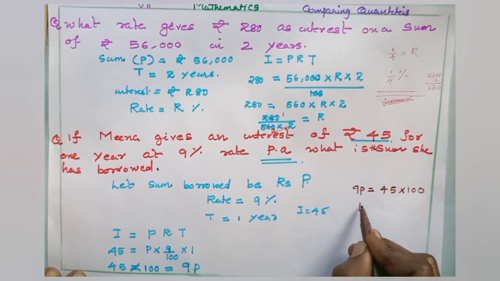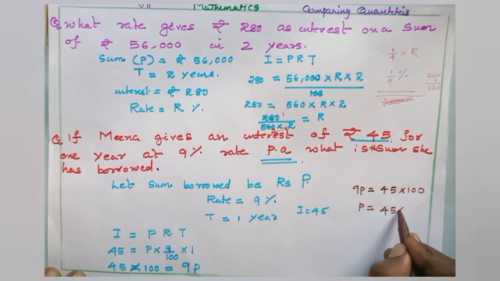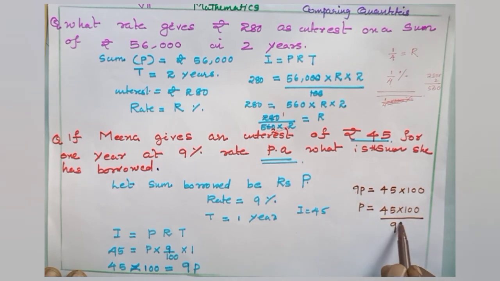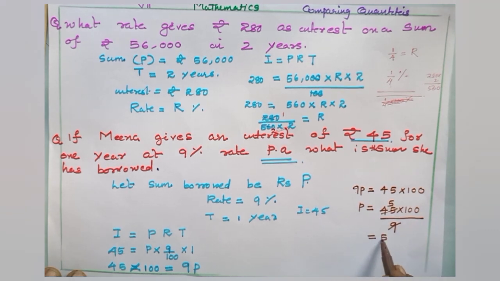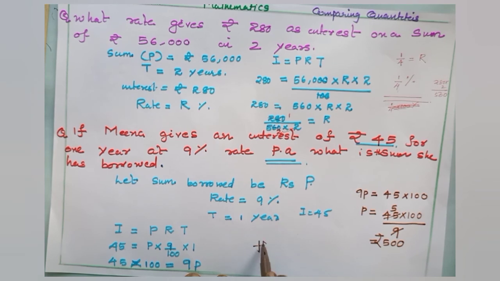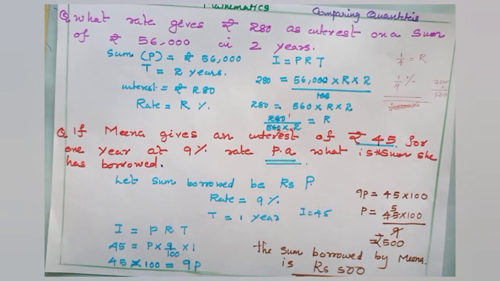So P is equal to 45 into 100 divided by 9. Here cancel the division by 9, we get 5 nines are 45. 5 into 100, 500 rupees as the principal. So 500 rupees. So we can write the sum borrowed by Meena is rupees 500. Okay, understood, all of you?